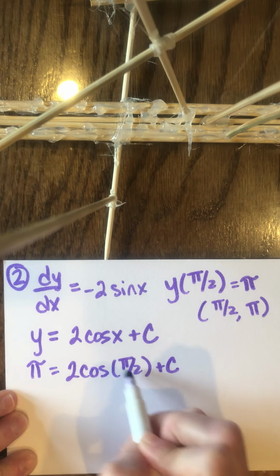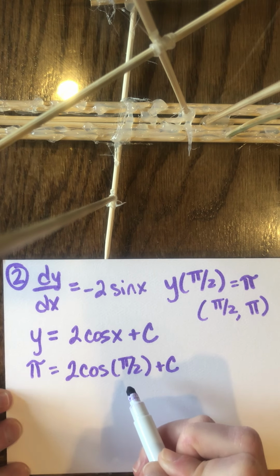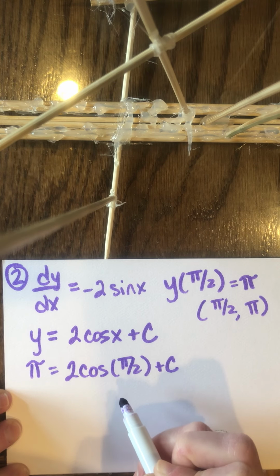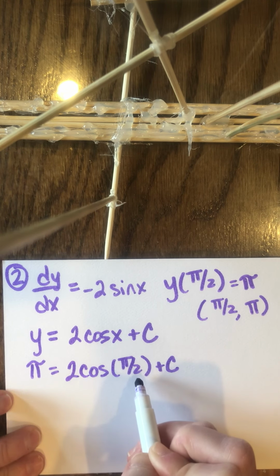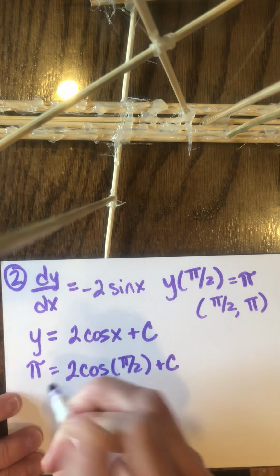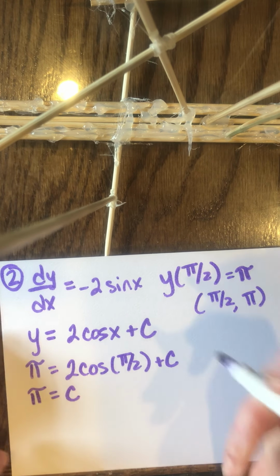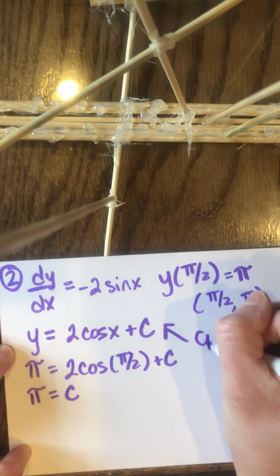So the cosine of pi over 2, everyone come on, make Mr. Ryan proud. Bust out that unit circle. And determine that the cosine of pi over 2 is 0, and 2 times 0 is 0. So then c must be pi. So this was my general solution.